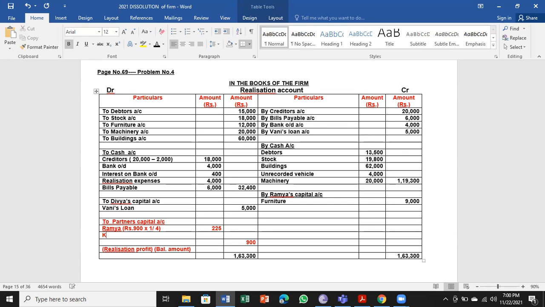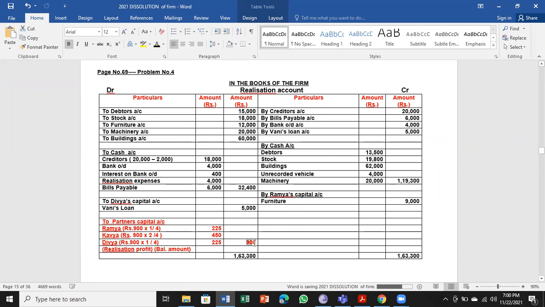Next, Kavya, rupees 900 into 2/4, 450. Then Divya, rupees 900 into 1/4, 225. So there is a realization profit here because credit was more and debit was less.